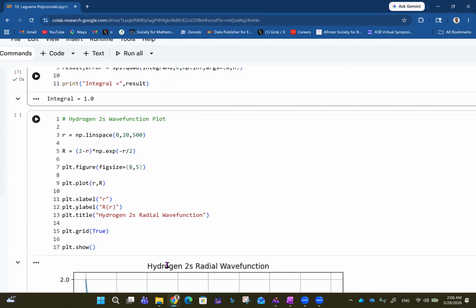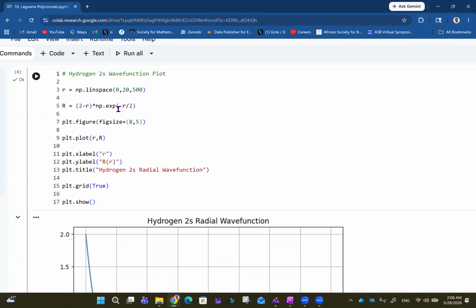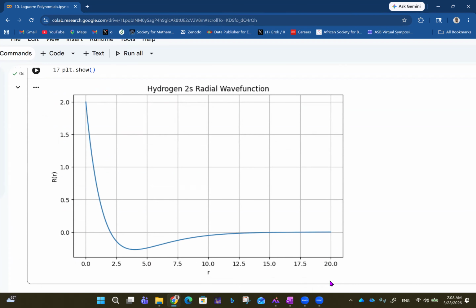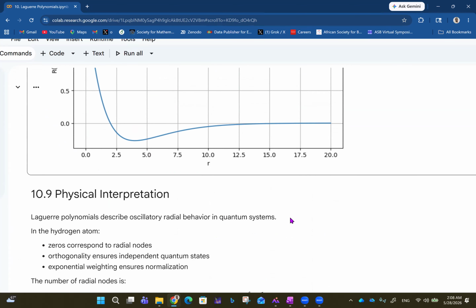Then hydrogen 2s wave function plots. So we have R, that's 2 minus r, exponent minus r over 2, and then you plot that. This is what that looks like. You have small r here and big R on this other side. So the hydrogen 2s radial wave function is something like this. It comes up, goes below 0, and then stabilizes around 0 like that.